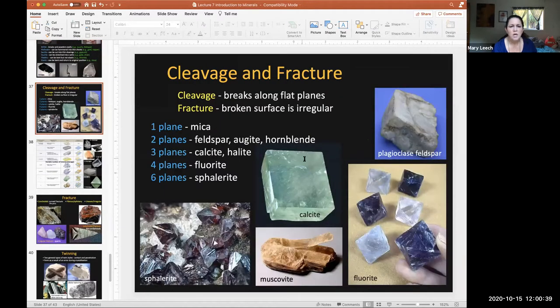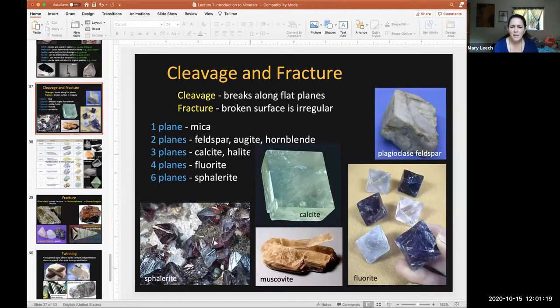Here, cleavage. Okay, some examples of cleavage. Remember that cleavage is when minerals break along flat planes. Feldspars, pyroxenes and amphiboles like augite and hornblende all have two cleavage planes that intersect at a known angle. The feldspars and augite intersect at 90 degrees, hornblende at 120 or 60 degrees. Micas only have one plane. So here's a muscovite. That's its one plane of cleavage.